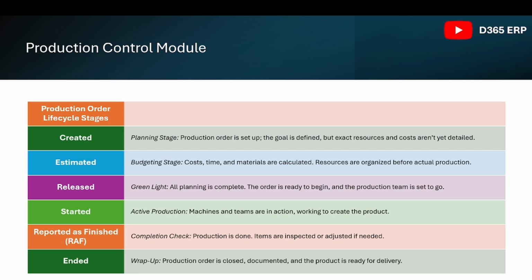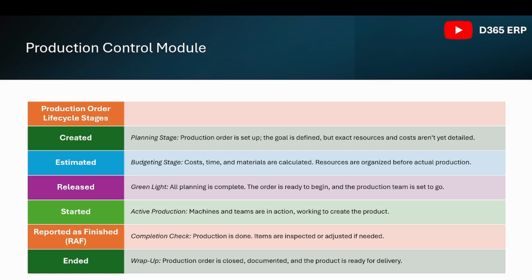So let's make it more real with a quick example. Imagine you are producing a batch of custom tables for a big office order. With this example, we cover all 6 stages. So the first stage is created. We start by setting up the production order for, let's say, 50 tables. We have the order of 50 tables.